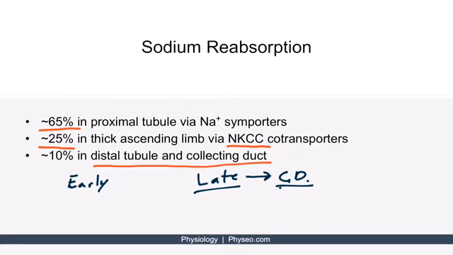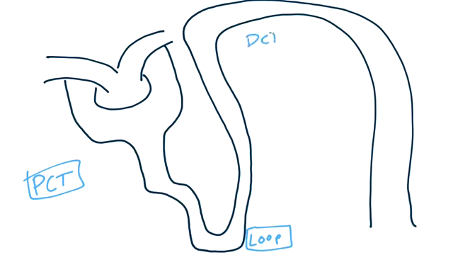Now let's draw this out and do some questions. Okay, so here's the nephron. I will label the parts here, the proximal convoluted tubule, the loop of Henle, let's write loop, the distal convoluted tubule up here, and finally the collecting duct, and I'll just write CD.